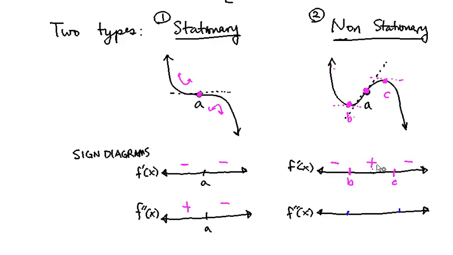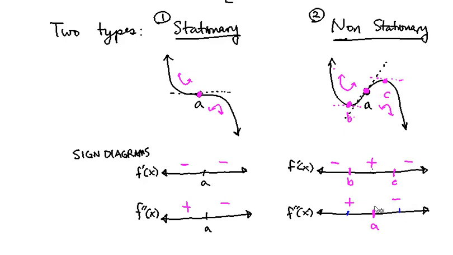What about the non-stationary point? Okay, well, if I look at the non-stationary point of inflection, I have concave up on this side, and on this side I have concave down. Okay, so on this side of A, I'm going to have a positive second derivative, and on this side of A, I'm going to have a negative second derivative.